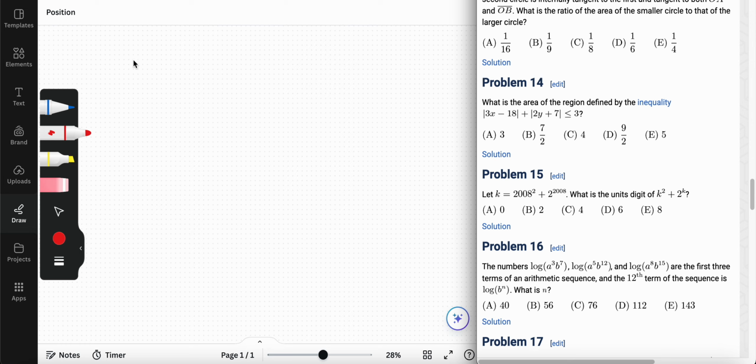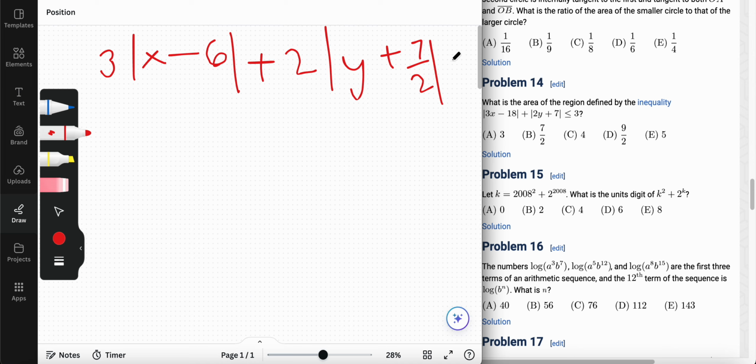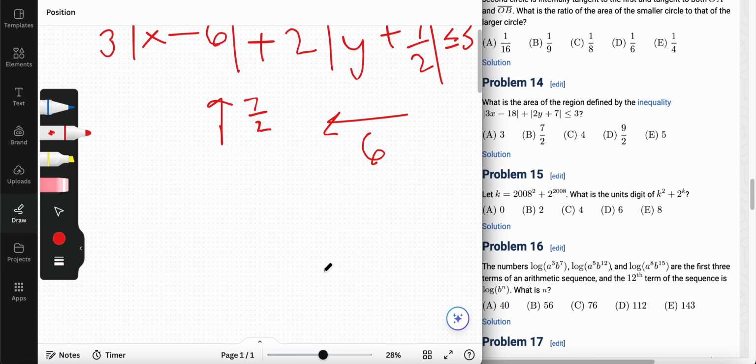So I can just shift this. So I can do 3 times the absolute value of x minus 6 plus 2 times the absolute value of y plus 7 over 2, that's going to be less than or equal to 3. And what I can do is shift this left 6, and up 7 over 2. If I do this, shift it left 6, okay, I think I did it right.